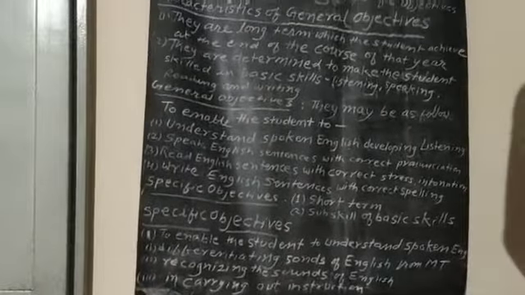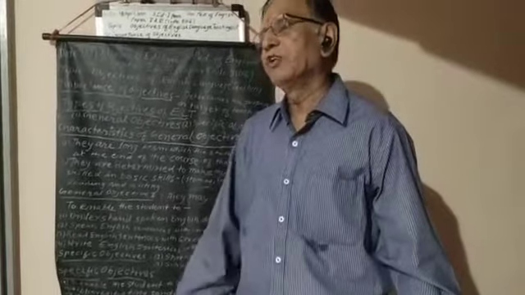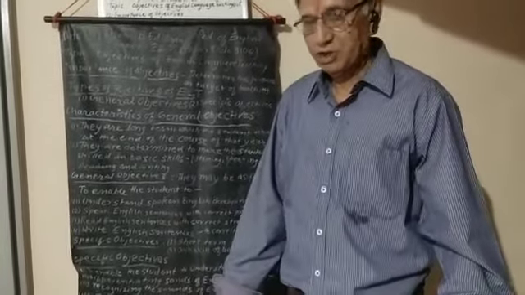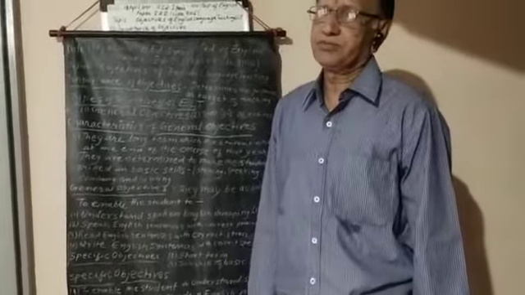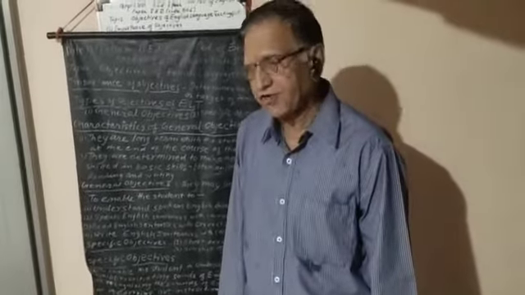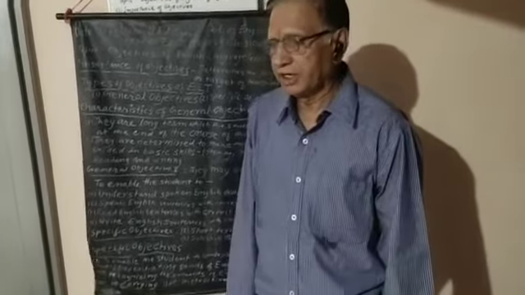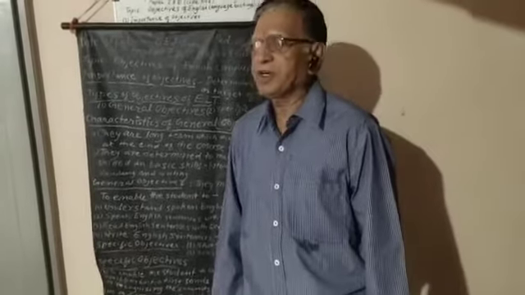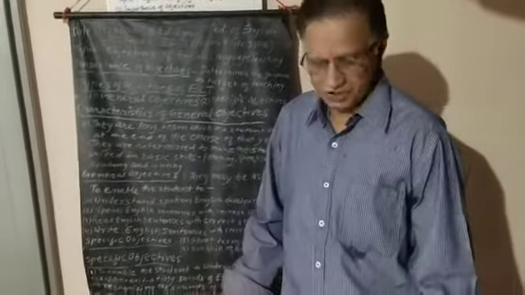Now specific objectives may be like this. To enable students to understand spoken English in differentiating the sounds of English words and the sounds of the mother tongue, in recognizing the English sounds. You know, there are 45 sounds in English, out of which 24 are consonant sounds and 21 are vowel sounds. 13 are monophthongs and 8 are diphthongs. So, we expect that the student may recognize the English sounds.